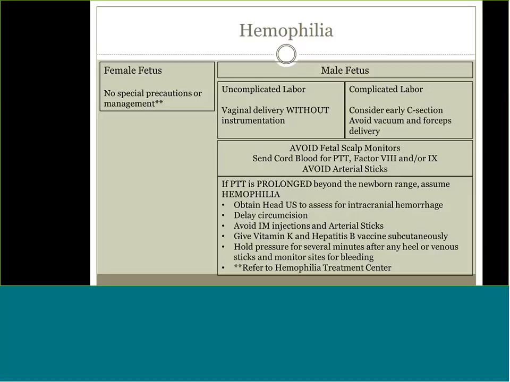You can give your vitamin K either orally or sub-Q, and you can give your hepatitis B vaccine sub-Q. And if you are going to do a venipuncture, say the cord just clamps right off, you can do venous or heel sticks, but you have to monitor those sites very closely for bleeding and apply several minutes of good pressure after the fact. And then again, refer to a hemophilia treatment center. So I tried to condense all this down to one very specific page, so if you take nothing else away from how to manage hemophilia in the DR, this is what we as hematologists would recommend.